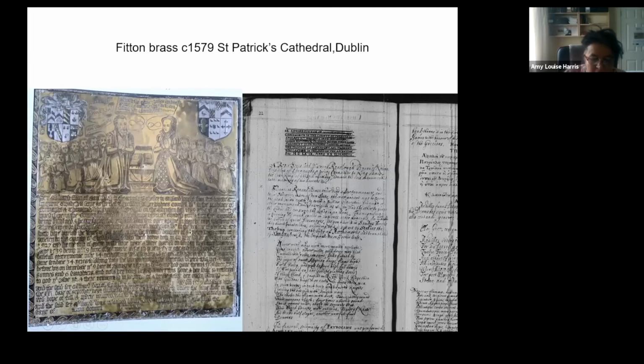Dingley records memorial inscriptions, indicating at times the lettering used. With the Fitton brass in St. Patrick's Cathedral, you'll see on the right-hand side of the slide he's written this is the upper part in black. He's taken note of some of the inscription, but not all of it. He doesn't sketch the brass for some unknown reason, maybe because he was short on time, or as you can see, it is a very elaborate brass, and therefore he decided for whatever reason he wasn't going to record it.